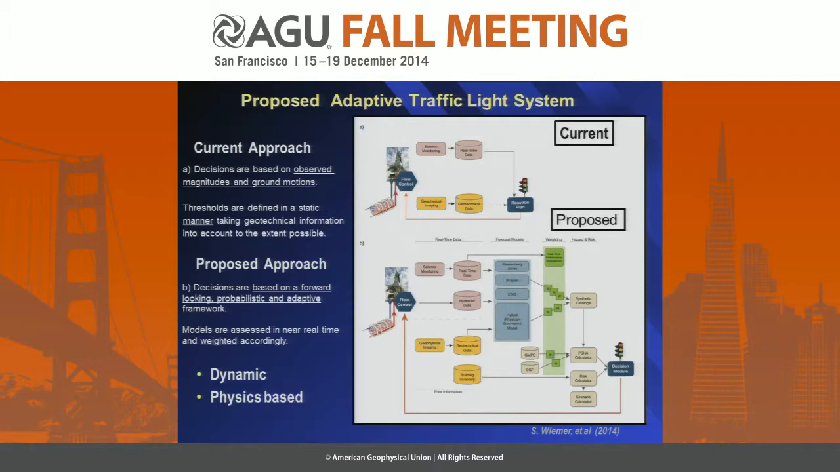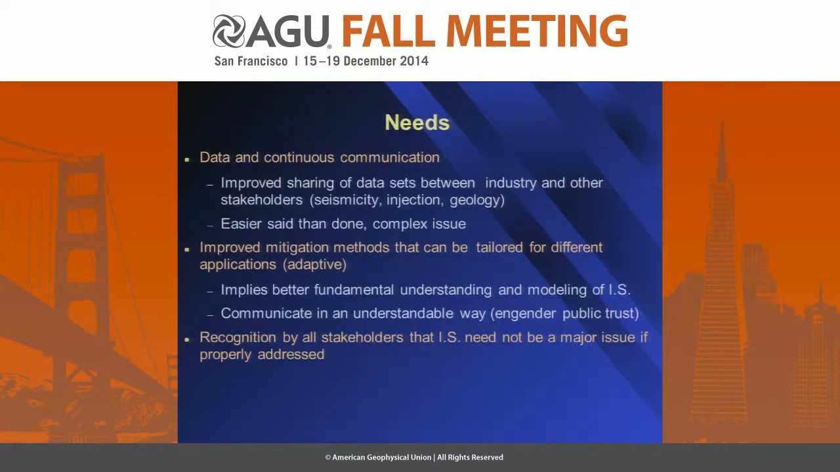The IEA and the IPGT, the International Program for Geothermal Technology, have banded together. There are 3 countries involved with this: Switzerland, New Zealand, and the United States, in order to develop these stoplights. So they're more sophisticated and more complicated, but hopefully more forward-looking and more accurate. So what is needed? I'm finishing up here. Data and continuous communication.